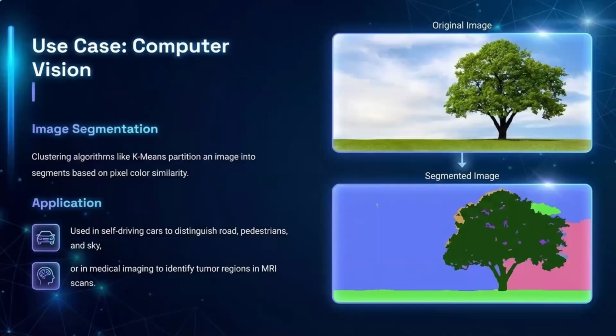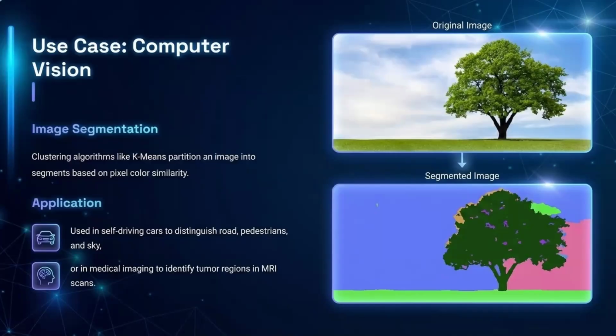And image segmentation also is one example. In image segmentation, if you look at self-driving cars, they have to distinguish the road and the sky, all this stuff, while moving on. In that process, in computer vision, the image segmentation will be done using clustering only. And in medical imaging also, to identify tumor regions in MRI scans, segmentation is a very popular algorithm people use.